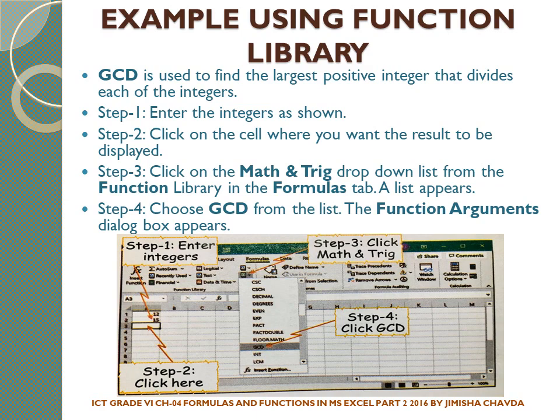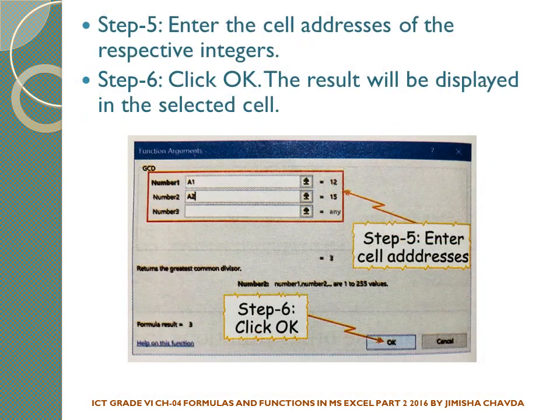A list appears. Step 4. Choose GCD from the list. The function arguments dialog box appears. Step 5. Enter the cell addresses of the respective integers. Step 6. Click OK. The result will be displayed in the selected cell.